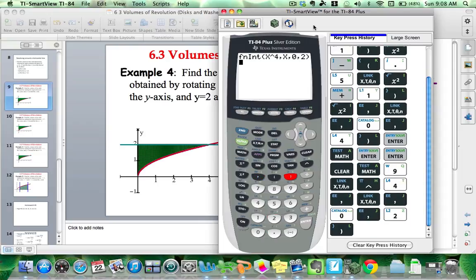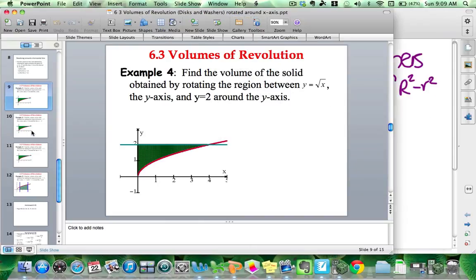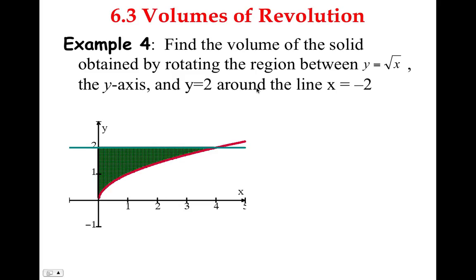The reason your calculator doesn't care is if you said y to the 4th as y goes from 0 to 2, or x to the fourth as x goes from 0 to 2, or q to the fourth as q goes from 0 to 2, they're all the same thing. Your calculator does not care. So this is what I get if I want it as a fraction. Math, enter, enter. And I get 32 pi over 5. Don't forget your pi. Okay. Let's do the same region, but rotate it around something that is parallel to the y-axis. Let's say x equals -2.